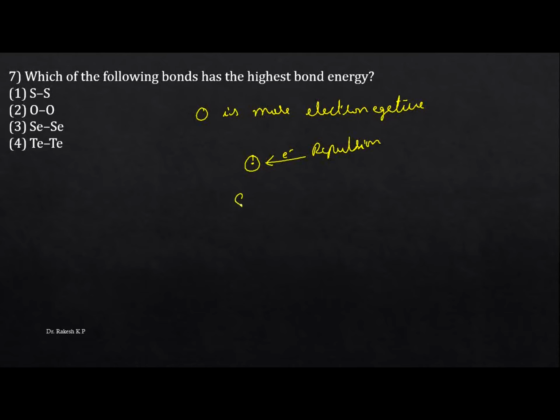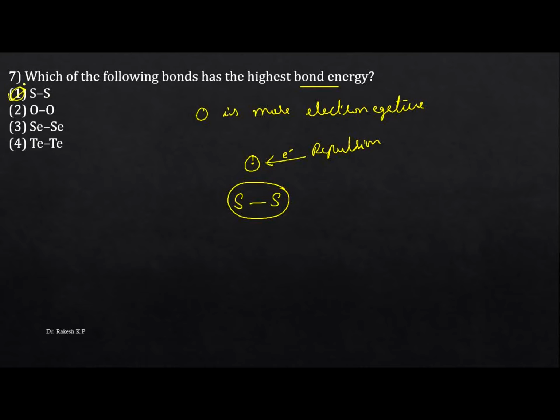So after oxygen, the next most electronegative element is sulfur. Hence the sulfur to sulfur bond becomes strong, and it has the highest bond energy. But why can't it be oxygen? Because of the repulsion. Going down the group, in group 16 the next element is sulfur, which is more electronegative than the rest of the elements, but less electronegative compared to oxygen. Hence in this case the option is the first one.